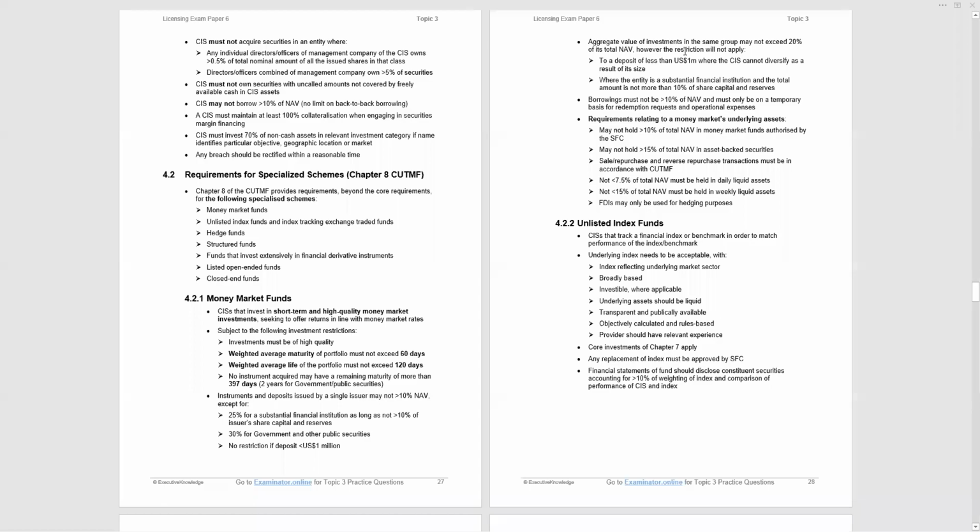Section 4.2 of Topic 3 of Paper 6 looks at the investment requirements for specialised schemes. That's specialised collective investment schemes as per the Code on Unit Trusts and Mutual Funds. The specialised schemes that we cover in this material, as you can see under 4.2, are money market funds, unlisted index funds and index tracking exchange traded funds, hedge funds, structured funds, funds that invest extensively in financial derivative instruments, listed open-ended funds, and closed-end funds.